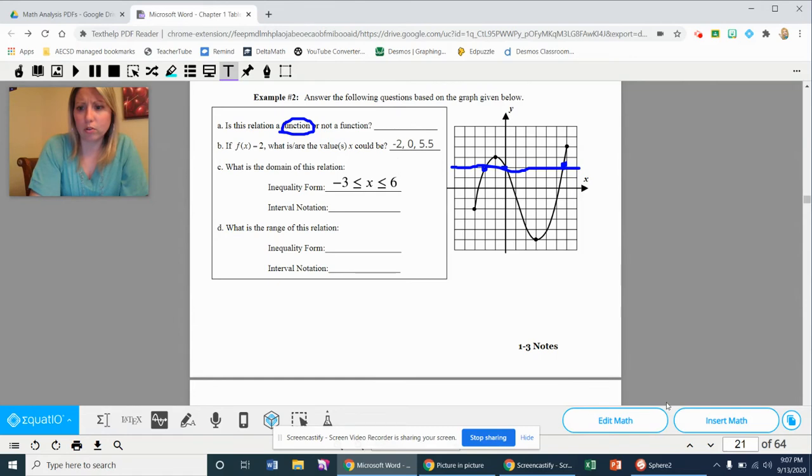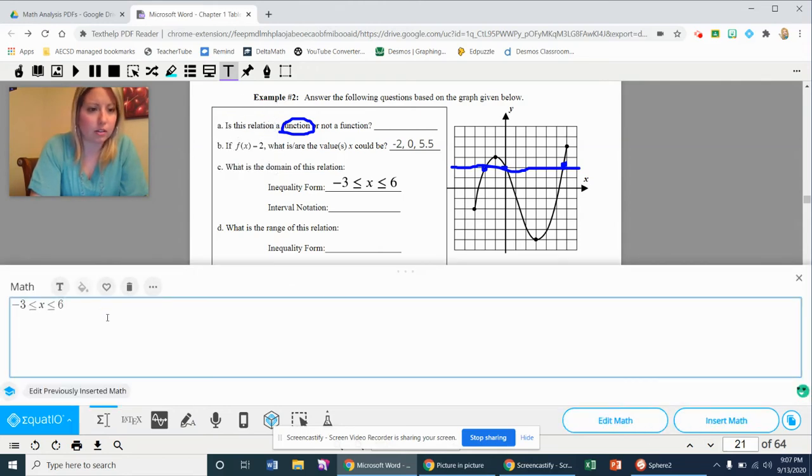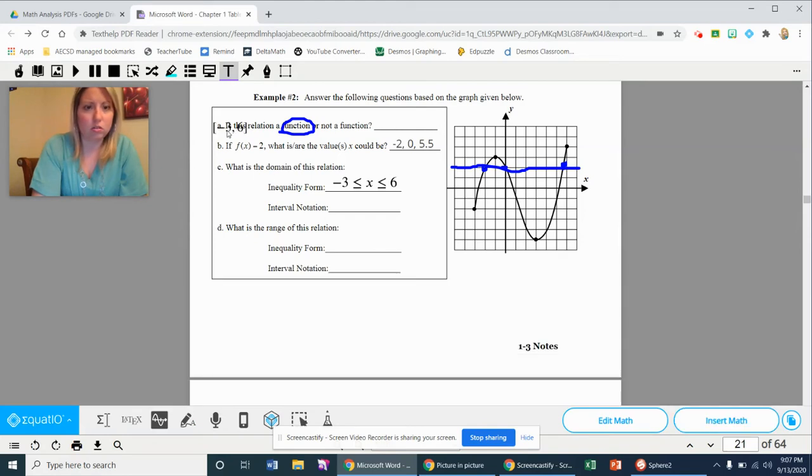Next, we'll do interval notation. That would be brackets, right? Hard brackets, since that's including -3 to +6. So we'll do -3, 6, and we will end that guy.